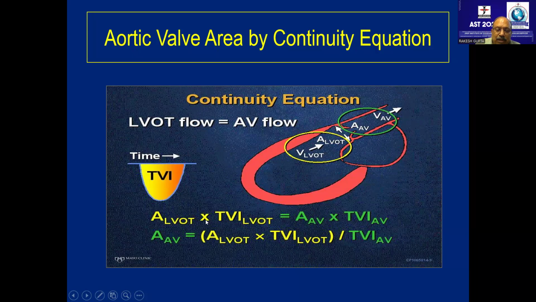We can have this calculation of LVOT area into LVOT VTI, but at aortic valve level, we have got only aortic valve VTI. So if I divide this equation by aortic valve VTI, what we'll be getting is aortic valve area. I hope this is clear for all of you.